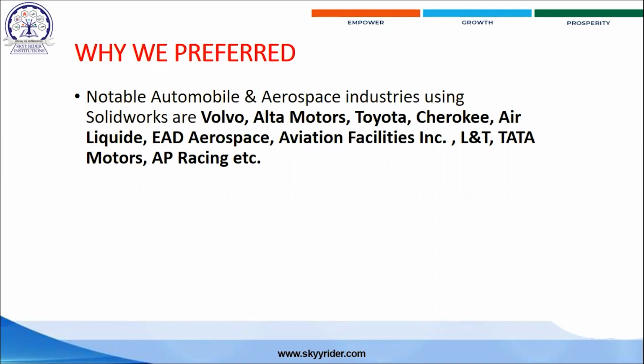All of you have heard about these notable companies. Volvo is a four-wheeler company, they make cars. JCB, all kinds of motors, Alta Motors, Toyota, Cherokee, Air Liquide, EADS Aerospace, aviation facilities, L&T, Tata Motors, AP Racing. These are the notable companies. AP Racing is a company that uses it. All of you know that Ferrari is an expensive car. The disc brake of Ferrari, one of the expensive cars, is designed and manufactured by the company AP Racing.